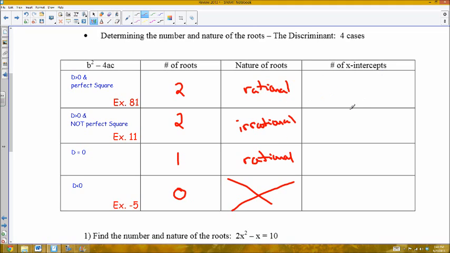Now, number of x-intercepts. Well, the roots is just another way of saying x-intercepts. So the number of x-intercepts is exactly equal to the number of roots you have. And then here I would have no roots, or no x-intercepts.